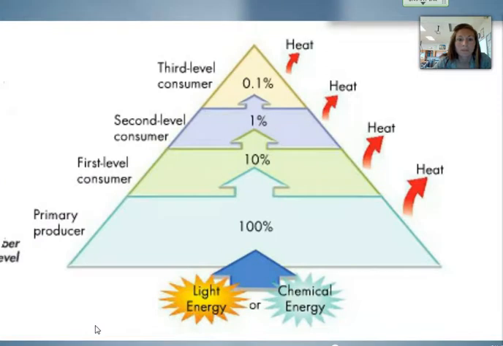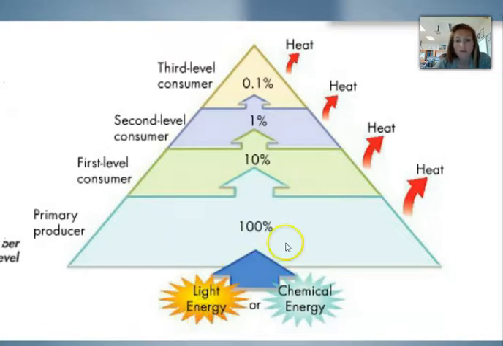All right, here's a different way to look at a pyramid and see the heat loss and how much energy is actually being transferred from one level of consumer to another. Again, we have a primary producer at the bottom. It gets 100% of energy because it's getting it directly from the source, or the sun.